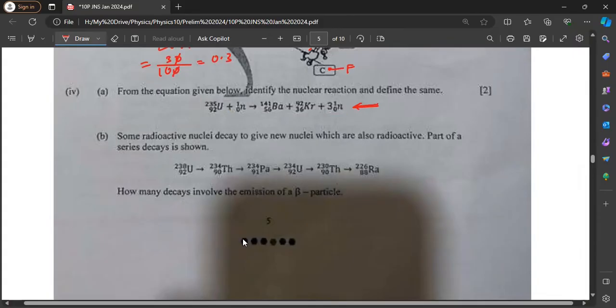Then some radioactive nuclei decay to give a new nuclei. So how many decays involve beta emission? You can see that 90, so this is alpha, 90 increasing to 91, so that is beta, 91 increasing to 92, that is again a beta, 92 becoming a 90, that is alpha, and 90 becoming a 98 is also an alpha. So how many decays? So 2 decays.